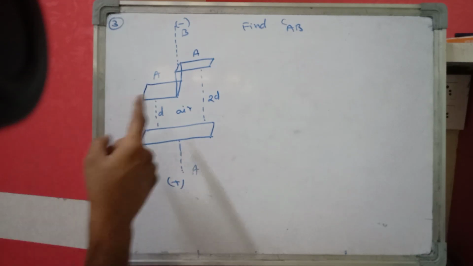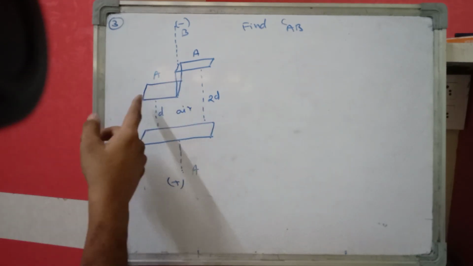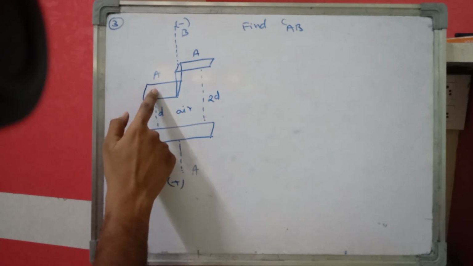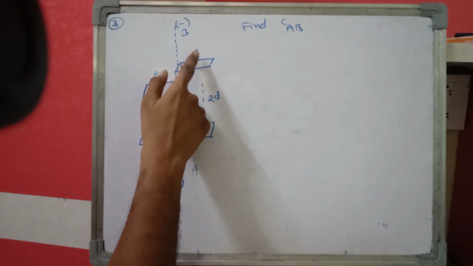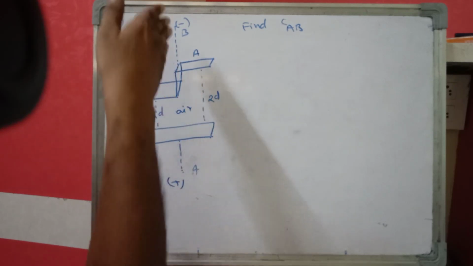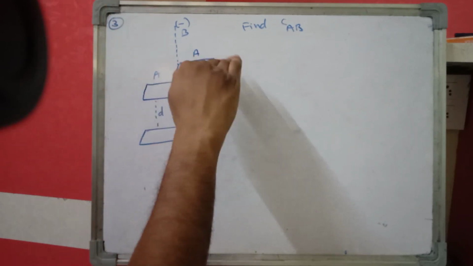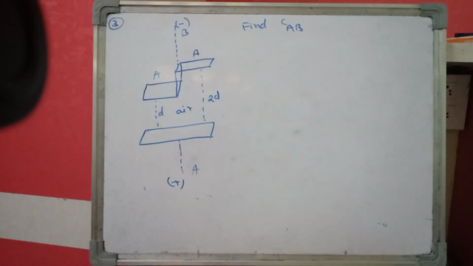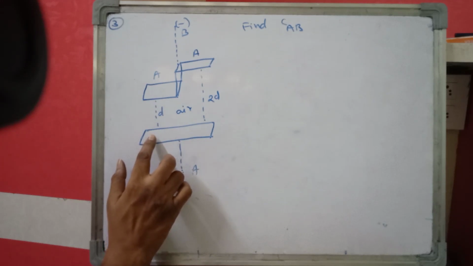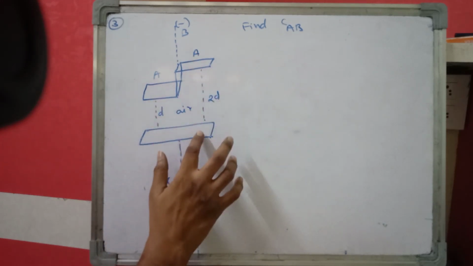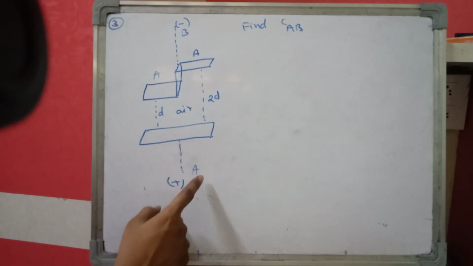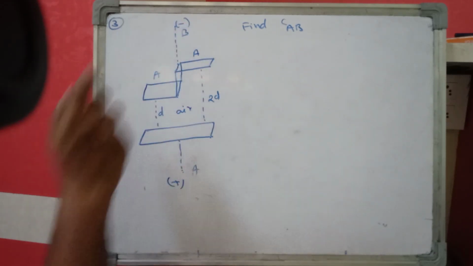See here, three plates which are connected like this, stepwise. This is a plate of area A. This plate area is also A. This plate area is also A. But this plate is horizontal, this plate is in the vertical plane, and this plate is again horizontal. So the distance between this plate and this big plate is D. The distance between this plate and this big plate is 2D. You are asked to find the effective capacitance across these two points A and B.